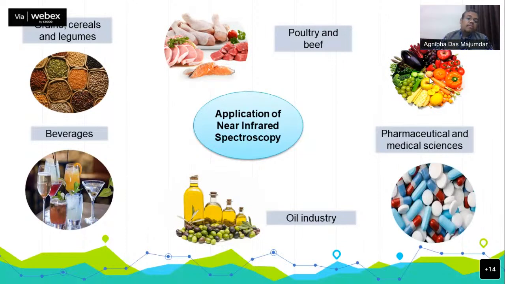So basically in food science, what kinds of foods have IR active molecules? We can have grains, cereals, legumes, poultry and beef, meat and meat products, fruits and vegetables, obviously pharmaceutical and medical sciences, and in the oil industries, vegetable oils, food oils, and beverages, to resolve the problems of these kinds of industries. Beverages have a very broad industry, as do fruits, vegetables, pharmaceuticals, and grain cereals. We can have some food products from the grains. We can make biscuits and cake from the grains and cereals. To check the quality parameters of those foods, we can use near infrared spectroscopy.